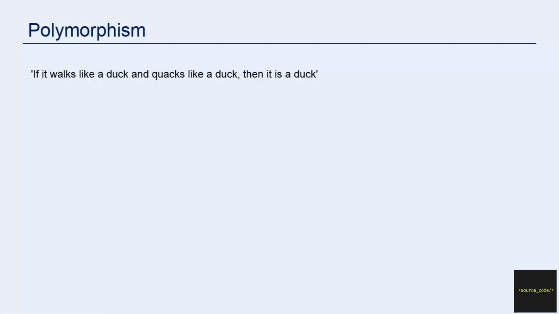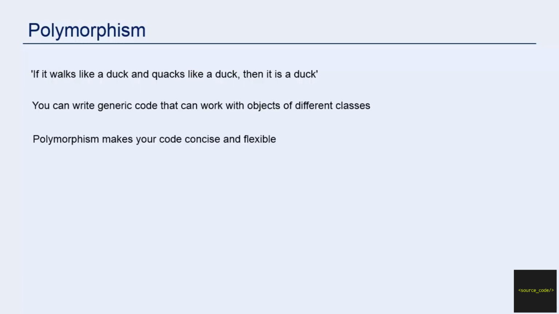Let us see some benefits of polymorphism. You can write generic code that can work with objects of different classes. When this generic code is run, Python uses polymorphism to call the correct method for each instance object. Polymorphism makes your code concise and flexible and provides a sort of abstraction. When writing the generic code, the programmer need not think about the specific classes that will use the code. The code becomes very easy to update also. You can easily add new types.